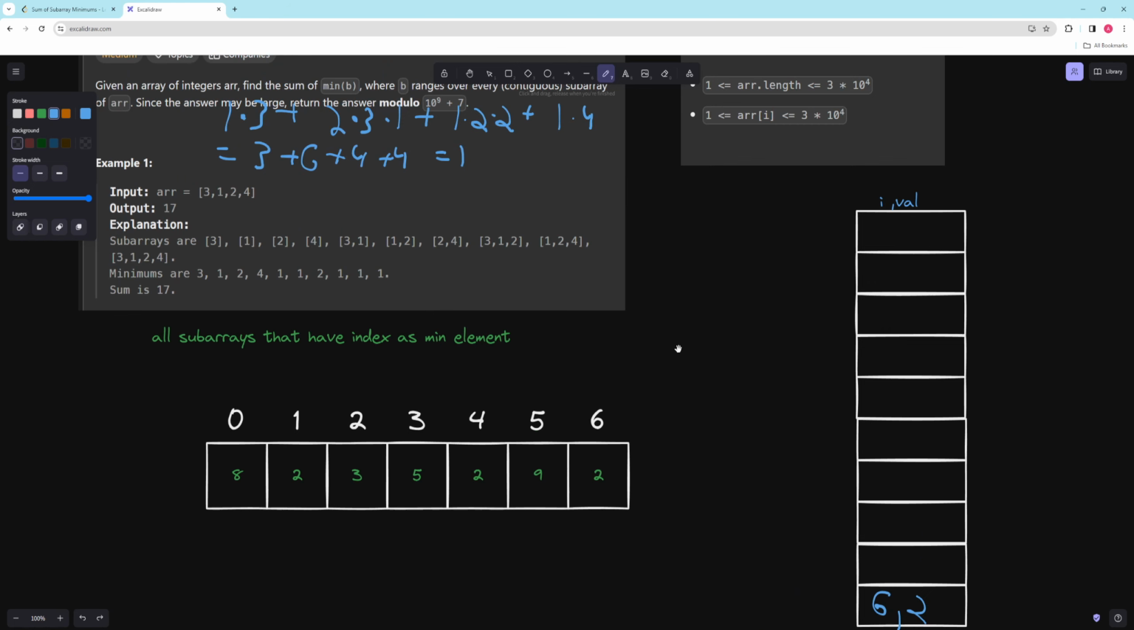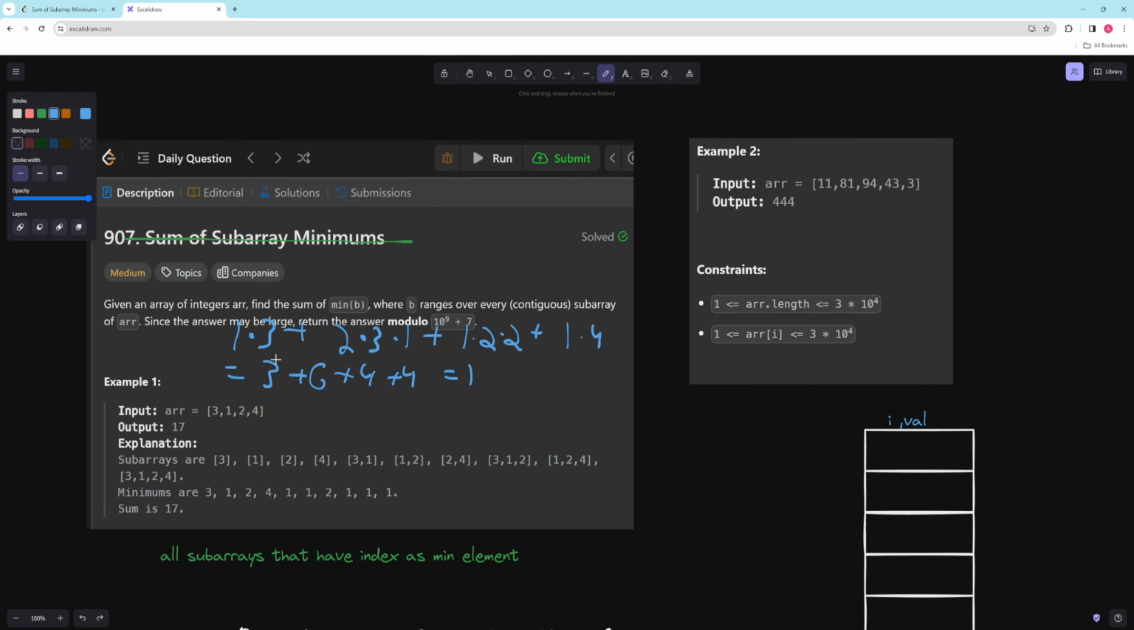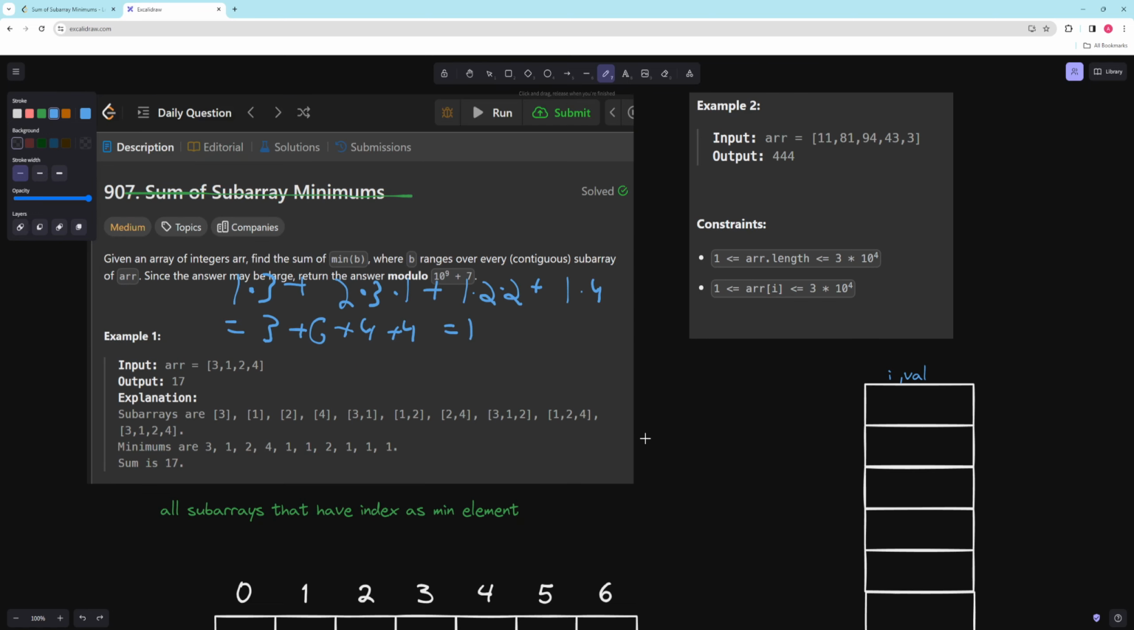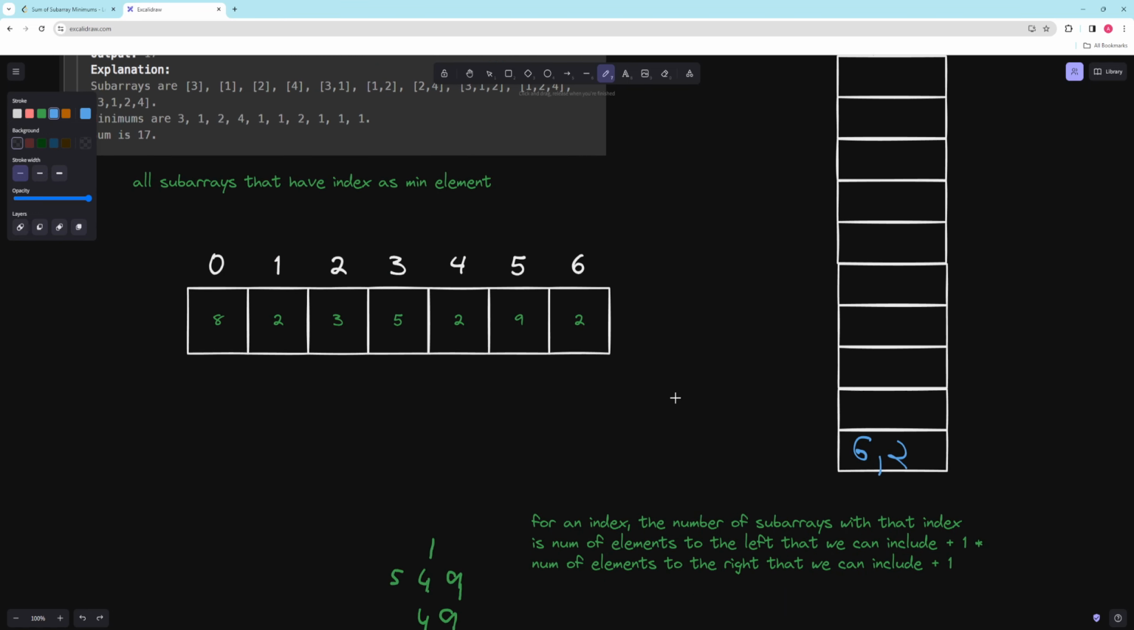But also one small mention is now that you know how to do this, you can also do the same thing if you had the max. Instead of having an increasing stack, you would have a decreasing stack. So let's say I had some numbers, I would just put like 8 and then 2, and then I would have a 3. And when I put the 3, I need my stack to be strictly decreasing.